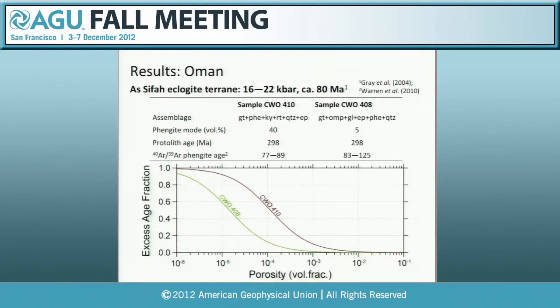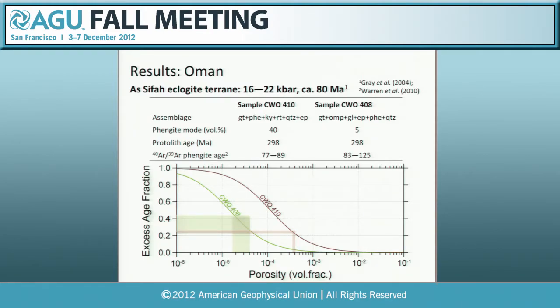So let's go on to Oman. Again, we can do the same thing. And we see this order of magnitude discrepancy between the mafic and the pelite. So 10 to the minus 5 in the mafic eclogite, 10 to the minus 4 in the cogenetic pelite.